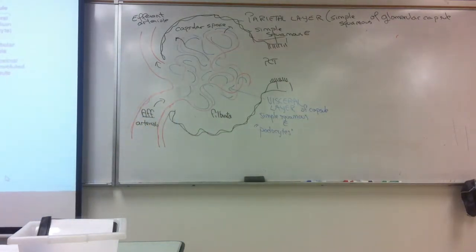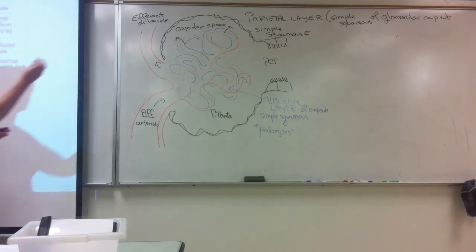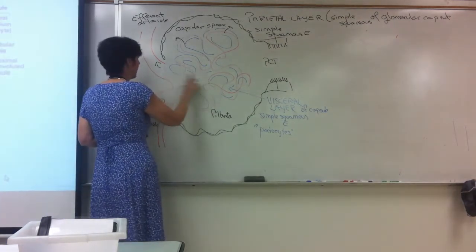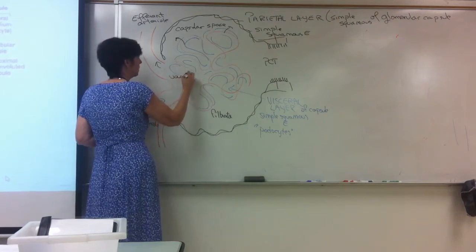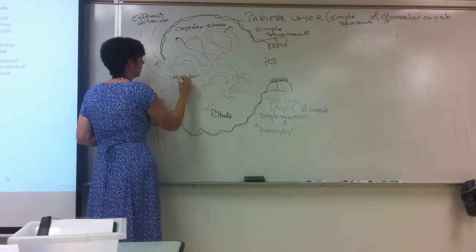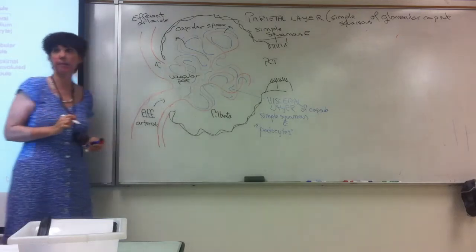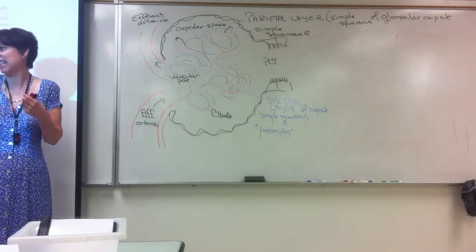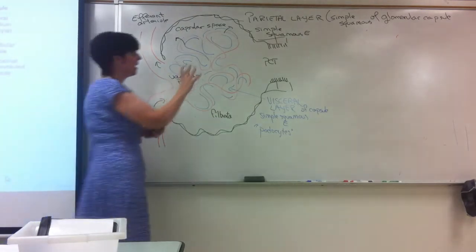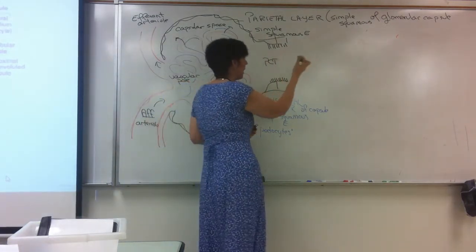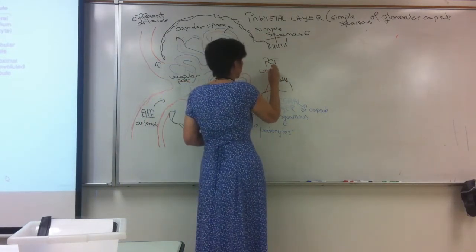So with our capsule, we have one opening that allows the blood vessels to enter in, and then we have another opening where the filtrate is leaving. So this area is considered to be the vascular pole, where the blood vessels are coming into the capsule, kind of like the hilus, but we don't use that term. And then this area, even though it's filtrate, is identified as the urinary pole.